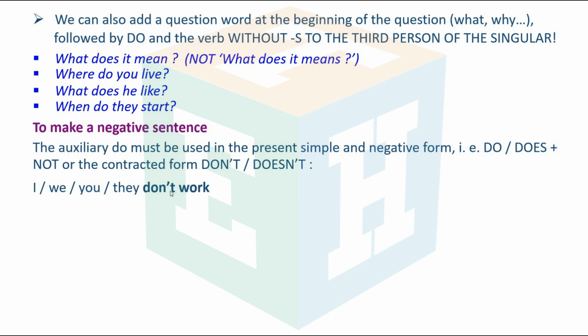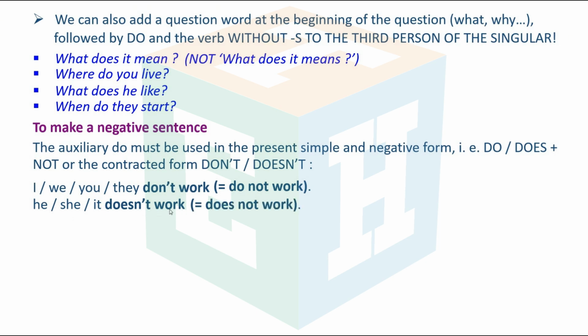I don't work. We don't work. You don't work. They don't work. Do not work. He doesn't work. She doesn't work. It doesn't work. Doesn't means does not, so does not we contract to doesn't, and do not we contract to don't.